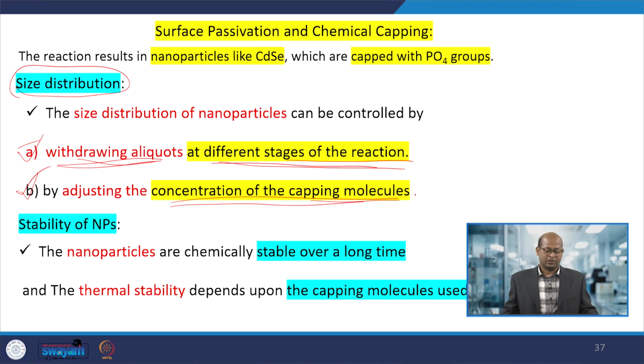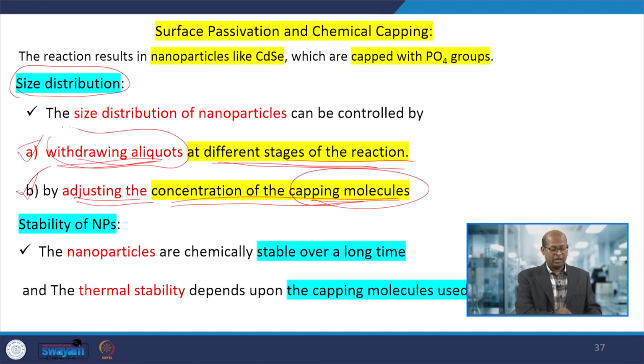As I said, some capping molecules we can use to stop the agglomeration or coagulation of nanoparticles when they are present in the solution. Therefore, by adjusting the concentration of the capping molecules we can control the size of the nanoparticles, or by withdrawing aliquots where the nanomaterials are formed. At different stages we can take out the aliquots, and by that we can control the nanoparticles.